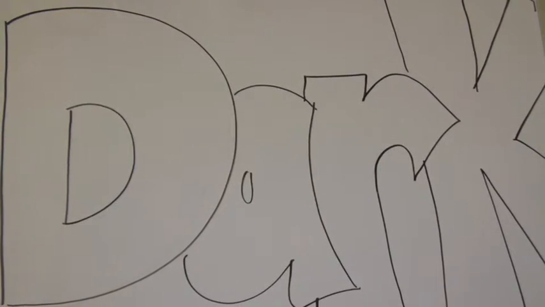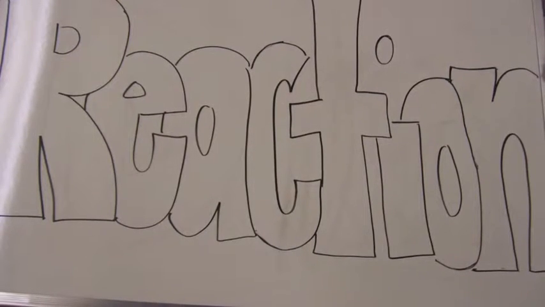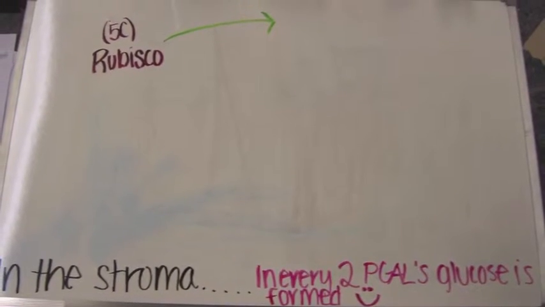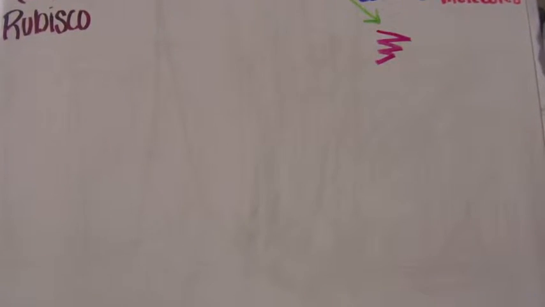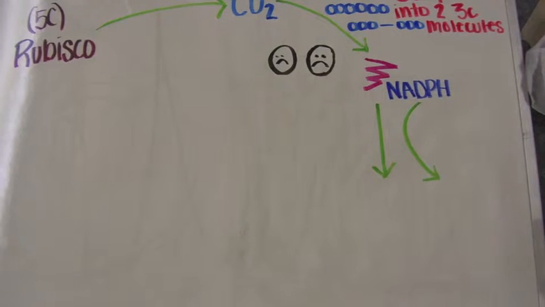This process is called the dark reaction or dark phase. This process happens in the stroma, and every 2 p-gals a glucose is formed. Right here, 5 carbons are added to make CO2. The 6 C's then split into 2 3C molecules.